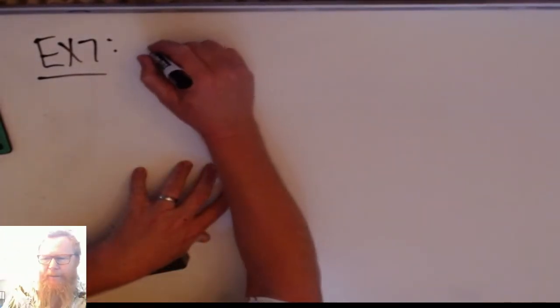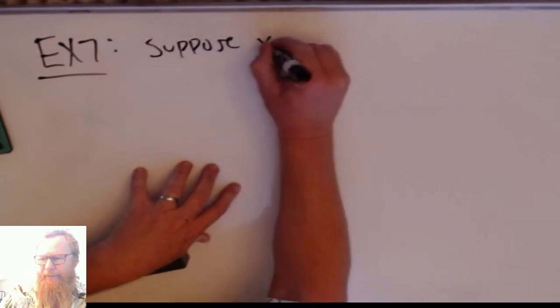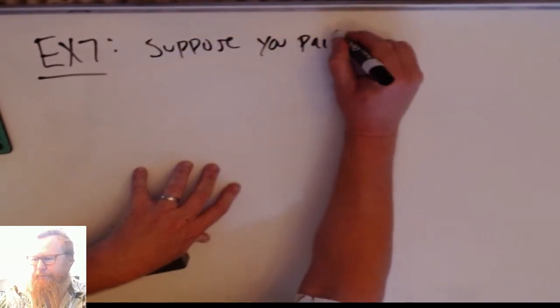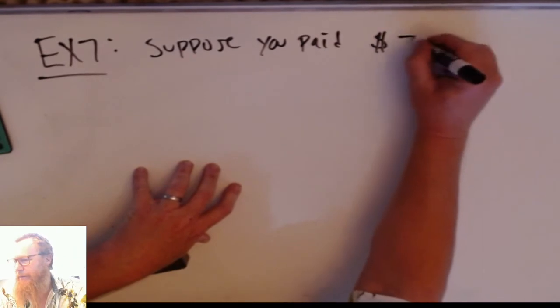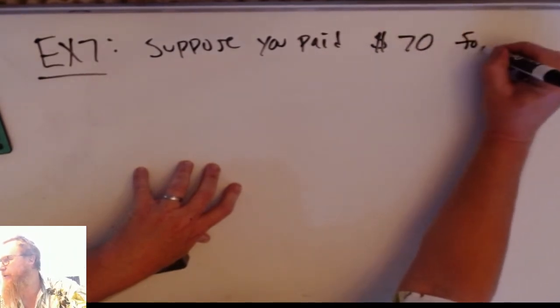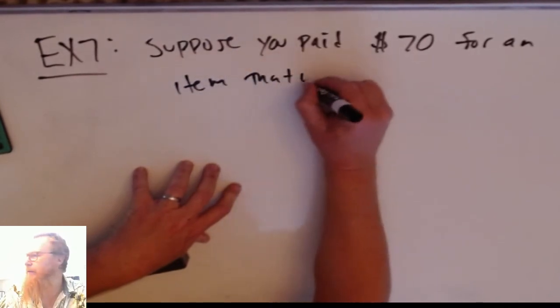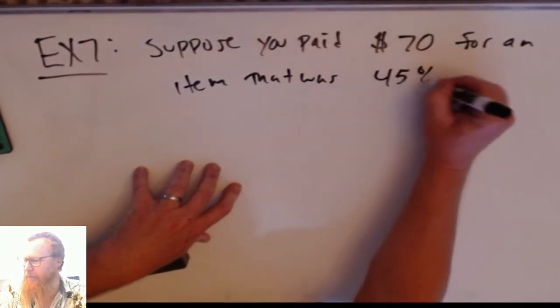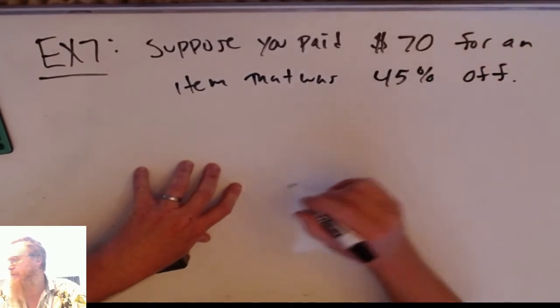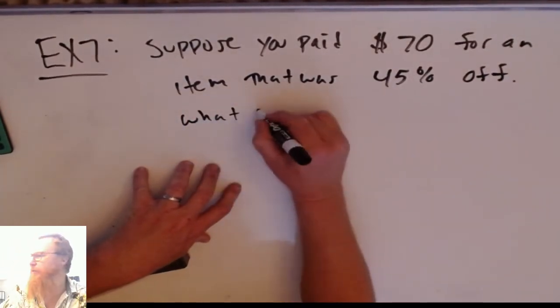Okay, so let's go on and do another one. Example 7. Suppose you paid $70 for an item that was 45% off. What was the original price?